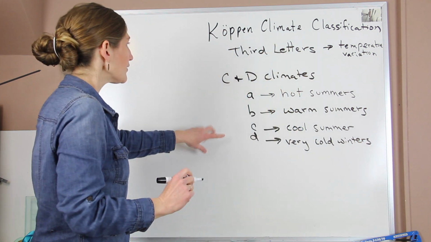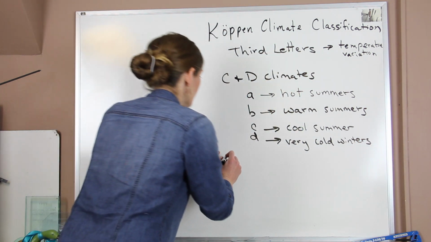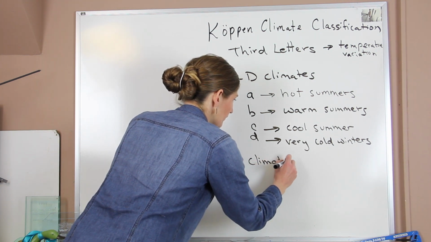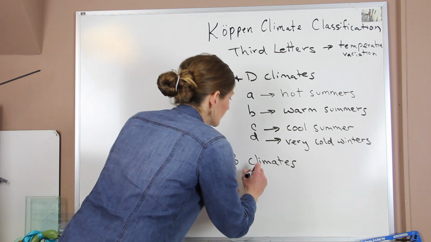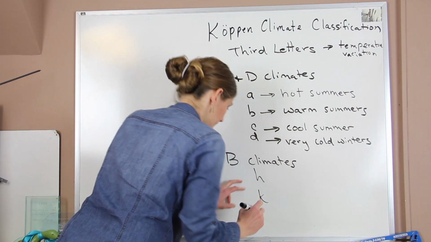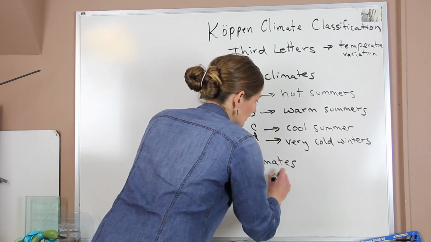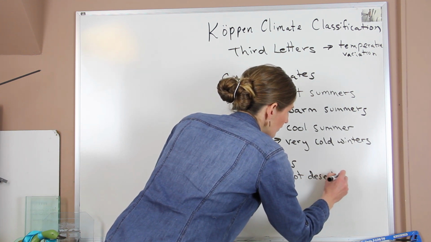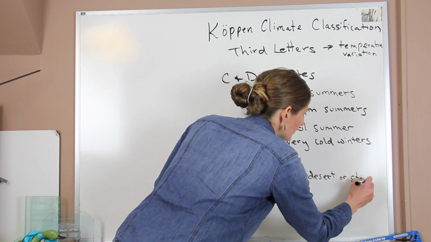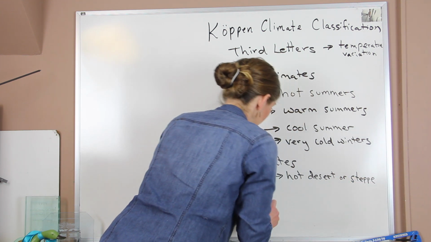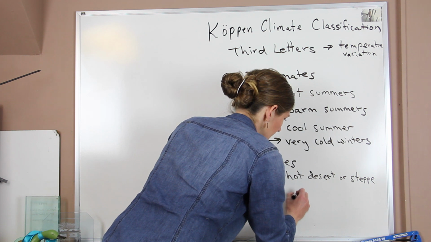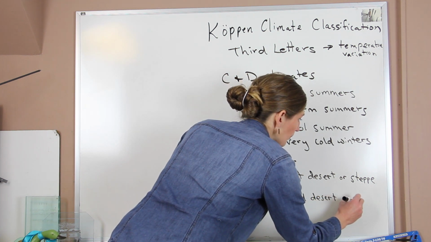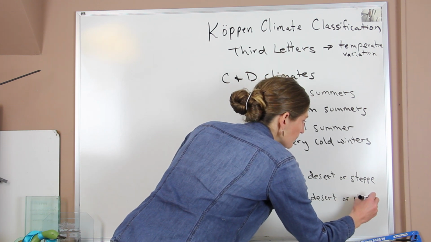Okay. The other major climate group that will have a third letter are the B climates, so the dry climates. And the letters that you'll see are a little h or a little k. The h is for a hot desert or steppe. And the little k is for the cold desert or steppe. And then this is just looking at the overall temperature.